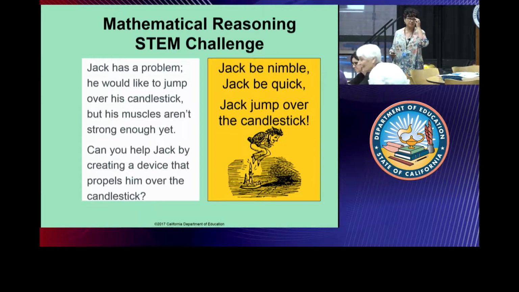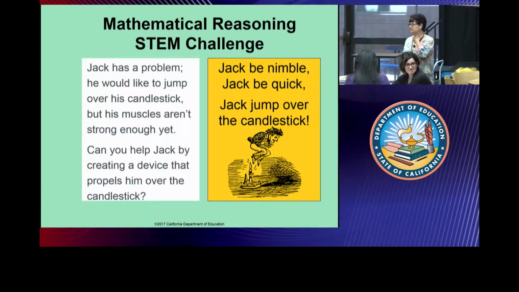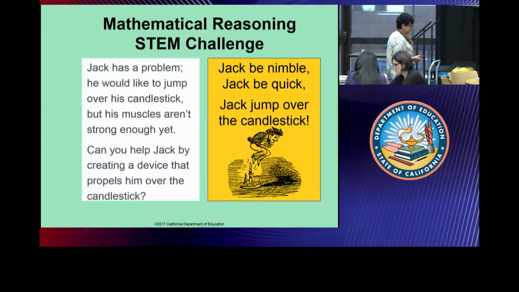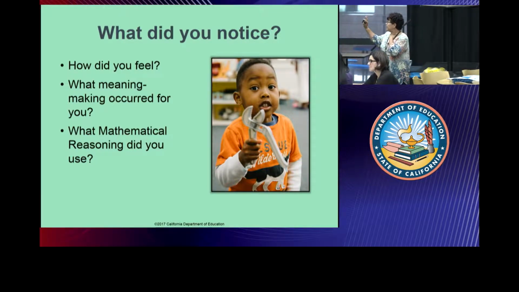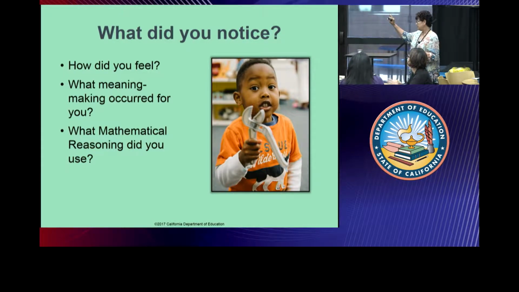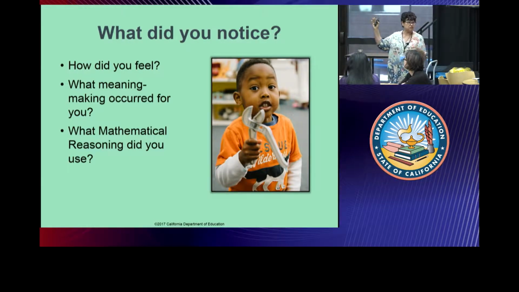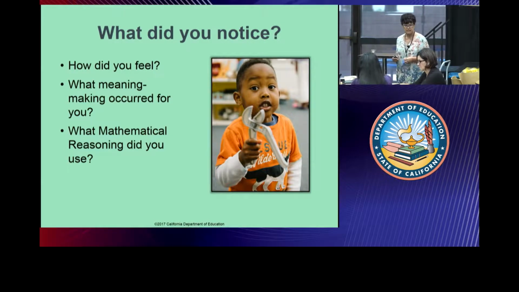Okay, I saw that a lot of you already solved that problem. We already solved Jack's problem, and we created different devices, and very, very creative. I want to go back and reflect a little bit on these questions. At least one or two of the questions at your table, discuss with your partners: how did you feel doing this activity? And what meaning making occurred for you as you were working and creating this little bit of a STEM challenge? And what mathematical reasoning did you use as you were working through this problem to help Jack jump over this candlestick? Take a couple of minutes and discuss, and then we're going to have a share out.